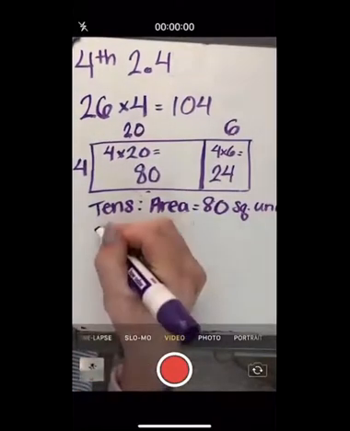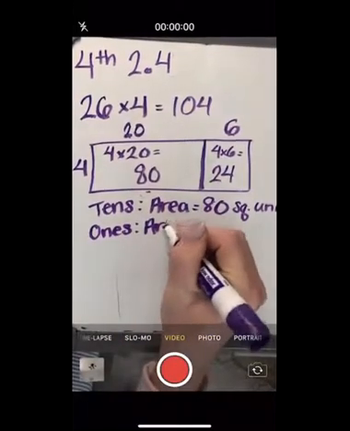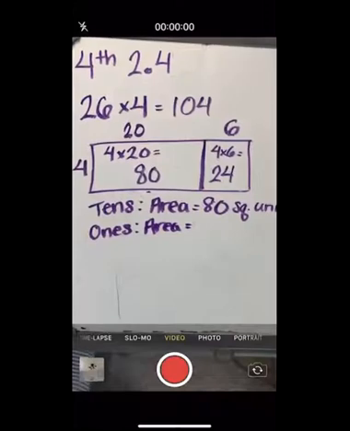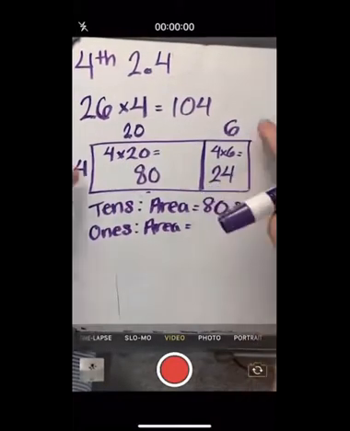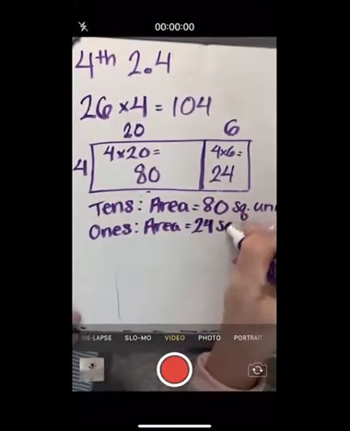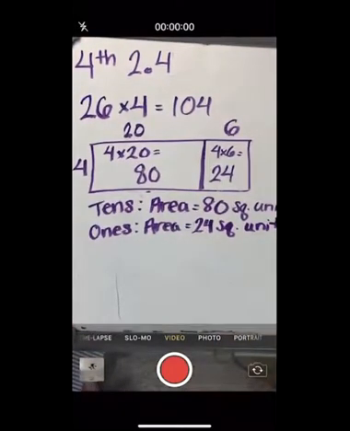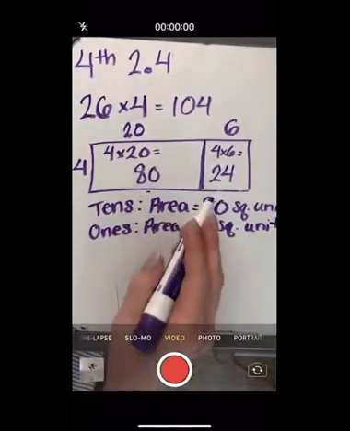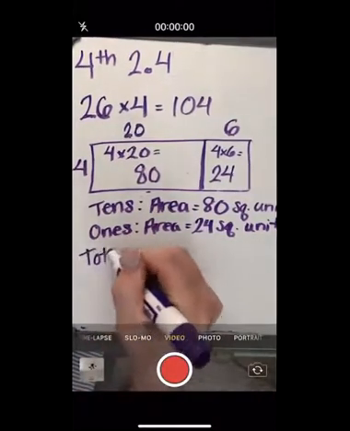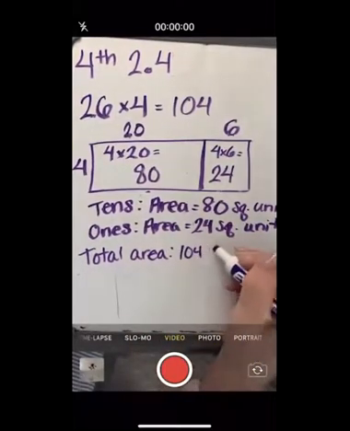Now I want you to think about, what's the area of our ones place? Maybe take a quick second and write it down in your notebook. I know that 4 and 6 are both in my ones place, and multiplied together they give me 24. So I had 24 square units in my ones place. And then added together, our total area, which we just did, is 104 square units.